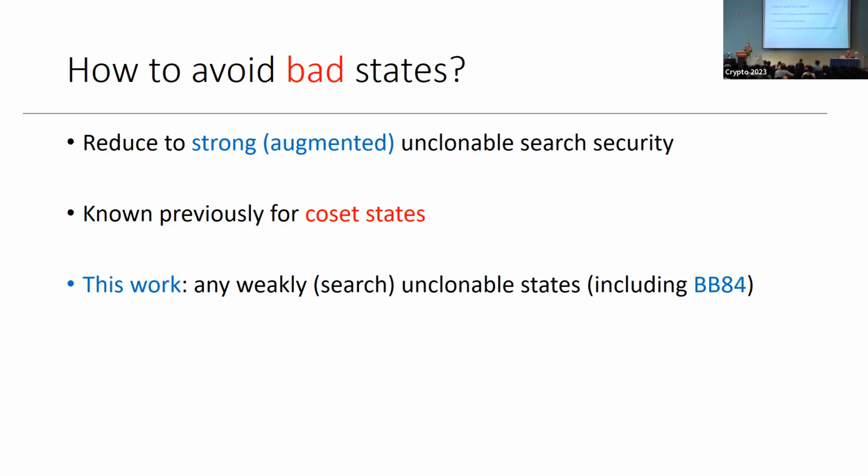And prior work used this fact for coset states, which was already known. And in this work, we show that you can start with any weak unclonable search security and upgrade it to augmented security. In particular, we can instantiate it with BB84 states and achieve copy protection and unclonable encryption in the random oracle model using unentangled BB84 states.